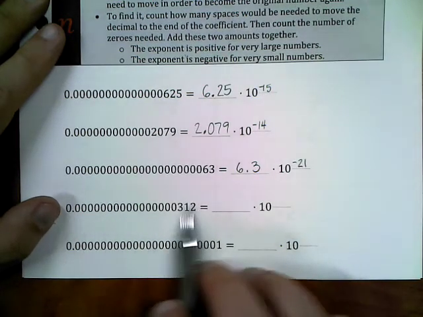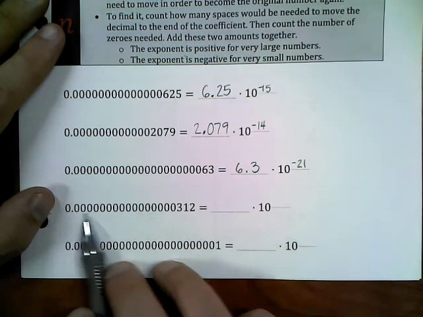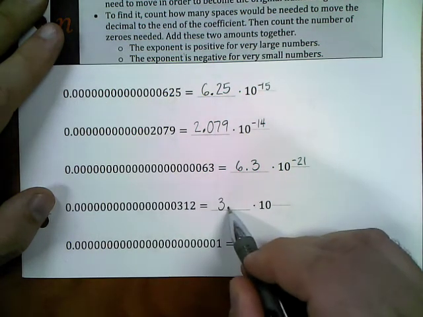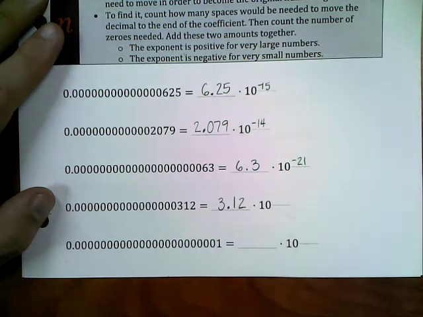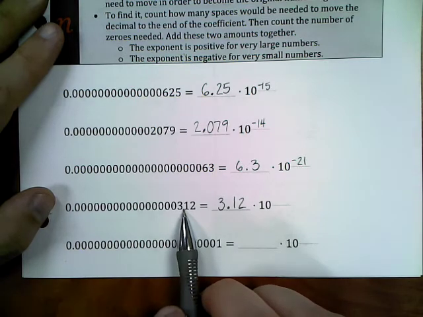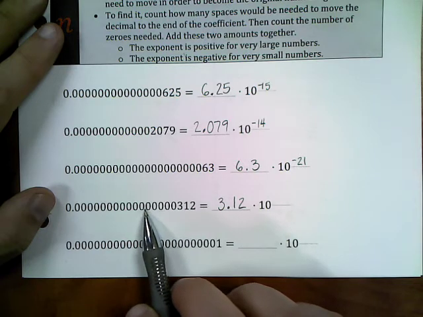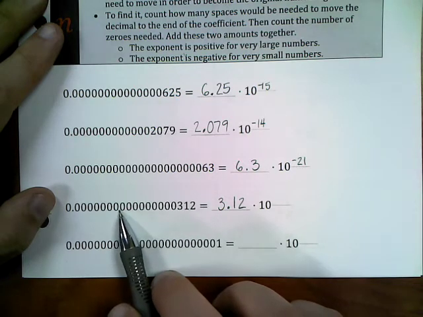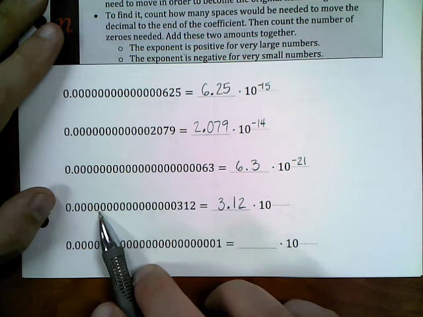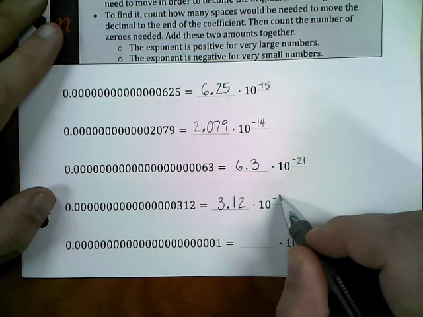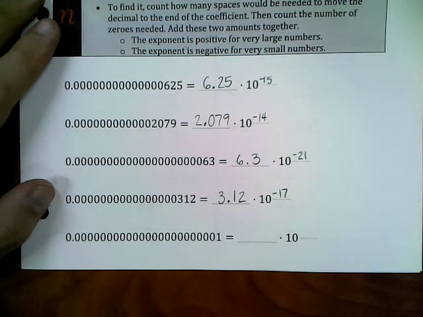Here, my coefficient, my one whole number digit will have to be the 3, followed by a 0.12. That means the decimal's right here. I need to move it back to its original spot. So 1, 2, 3, 4, 5, 6, 7, 8, 9, 10, 11, 12, 13, 14, 15, 16, 17. So 3.12 times 10 to the negative 17th power.